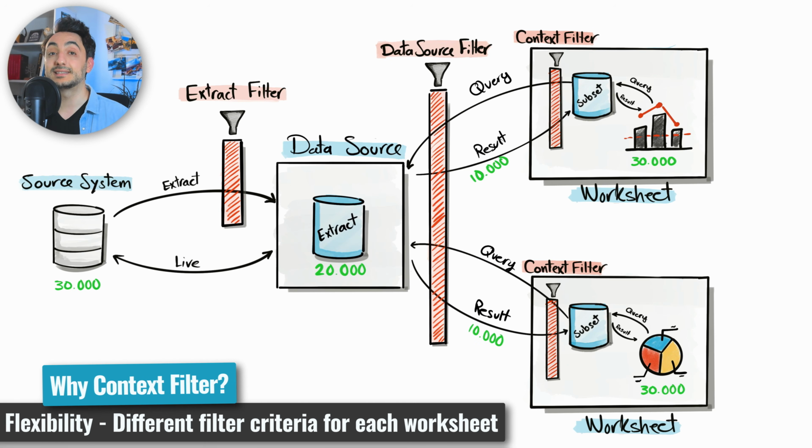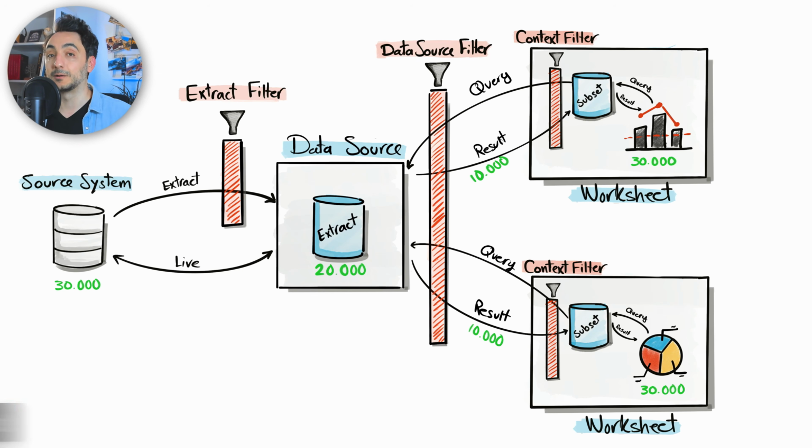And here you can decide for each worksheet whether you want to reduce the data using a context filter or you want to have the whole data. So having this option is going to give you a lot of flexibility. For example, in worksheet number 1, we could use a context filter where we reduce the number of records to 7k, and in the second worksheet, we could use a different context filter with different criteria where we reduce the number of records to 5k.